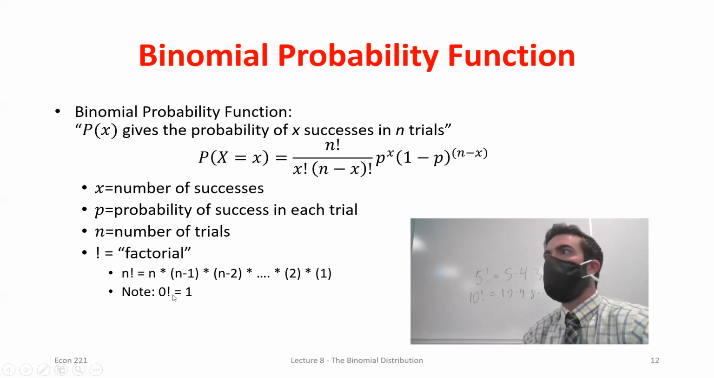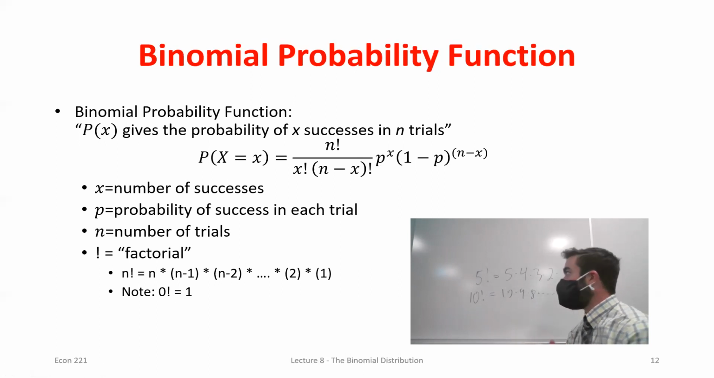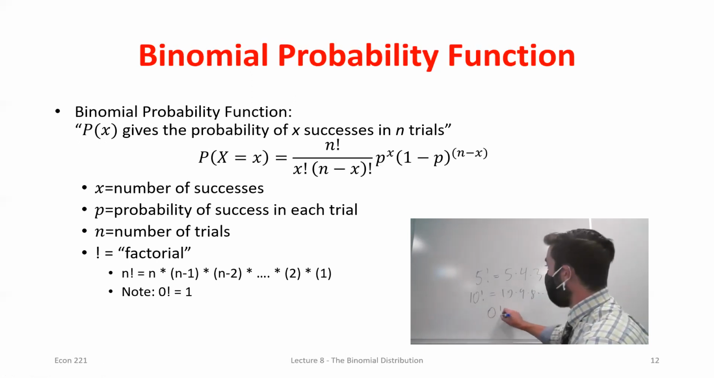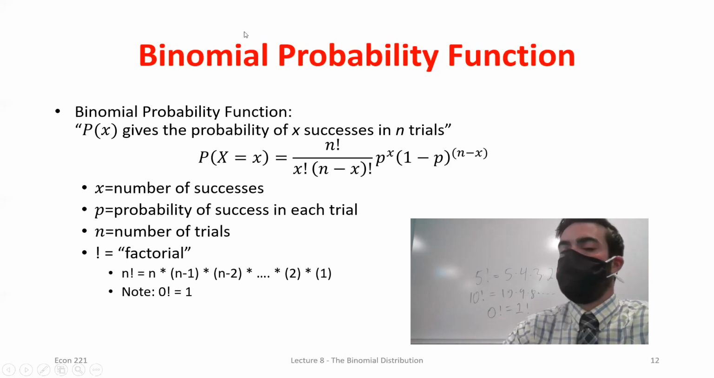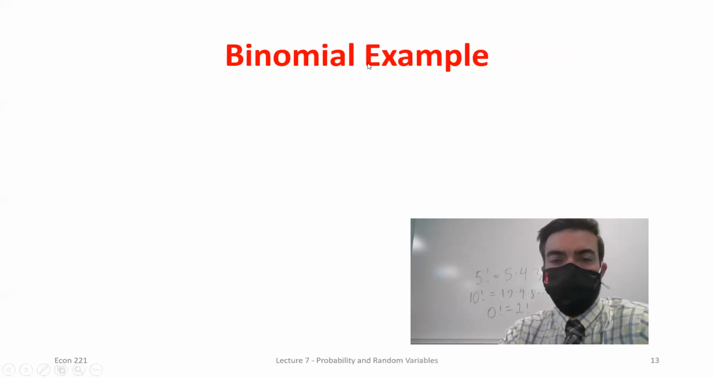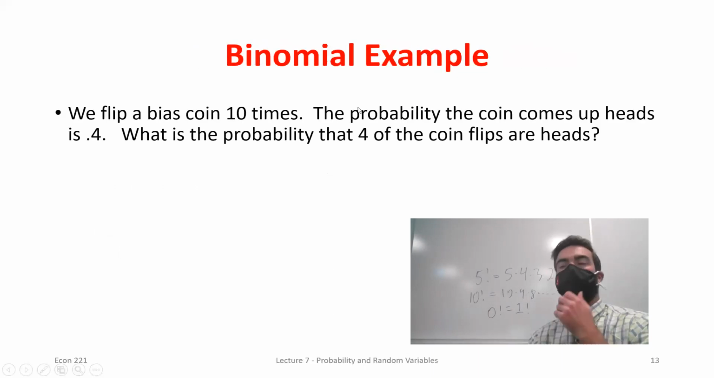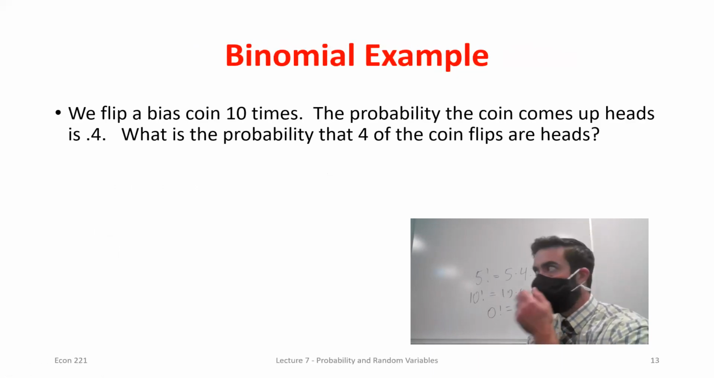So kind of a weird property of these factorials is that 0 factorial is actually the same as 1 factorial, right? Because 1 factorial would be 1 times nothing, so it's just 1. But then it's just a property of the binomial that 0 factorial will also be treated as 1. Okay? So let's work through an actual example and give some numbers to this, and I'll show you a little bit more about those factorials.